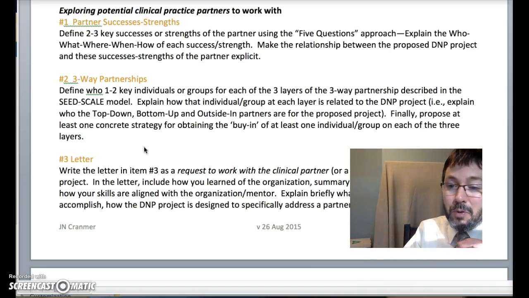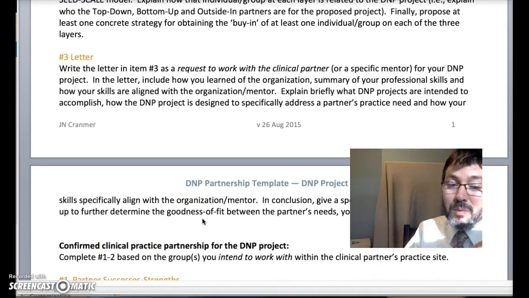Now, for number 3, you're going to be writing a letter to request this clinical partnership. So again, if you're exploring the partnership, you need to include these elements: how you learn, the organization, your skills, how your skills align with the organization or mentor, and what a DNP project is, what it's designed to do, and how that can be used to align with the partner's needs. When you wrap up, you want to be sure to give a specific and concrete request for follow-up.